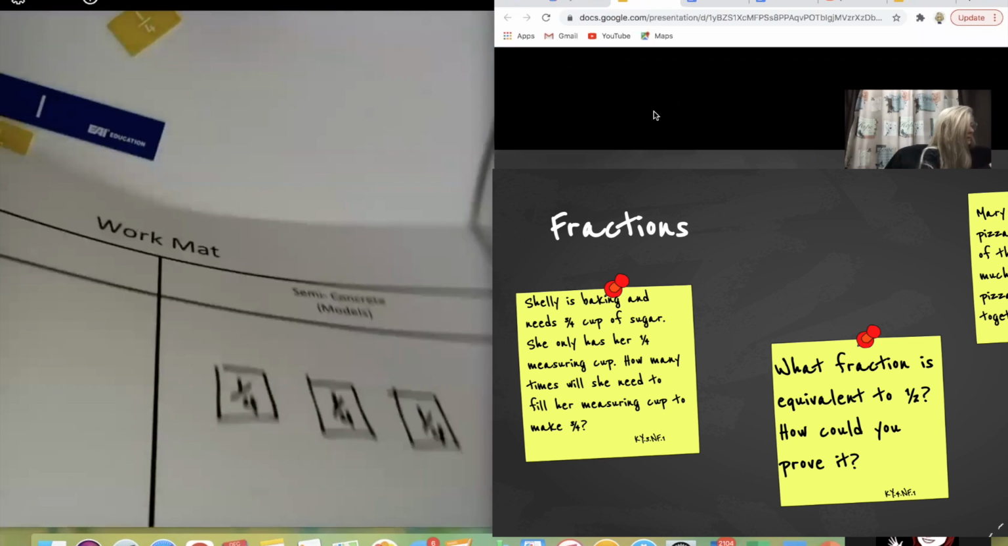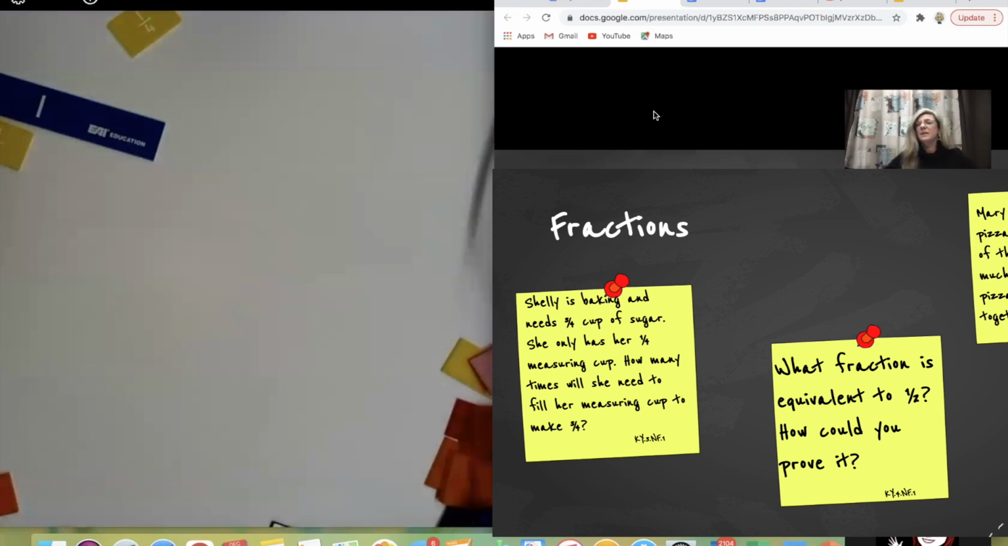All righty. So I'm going to take that away. Just keep that in mind whenever we're modeling, that we always want to think about drawing it and then moving into that abstract.